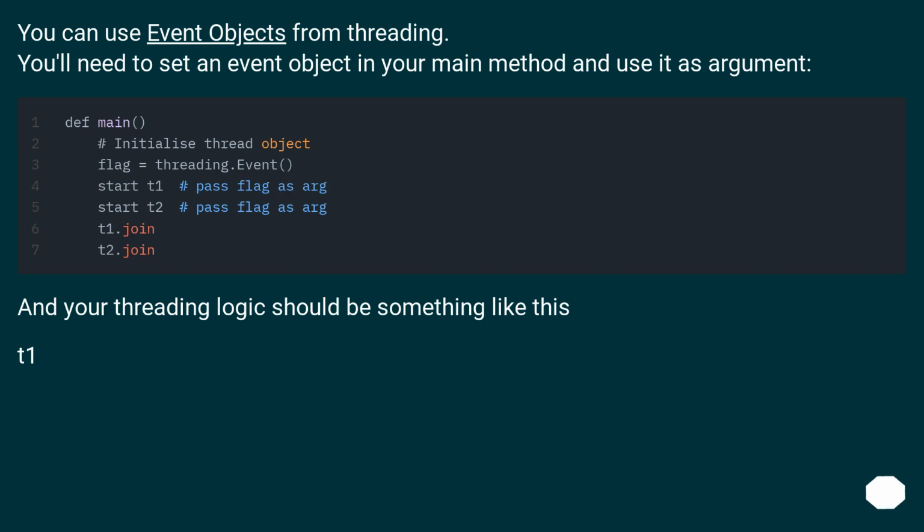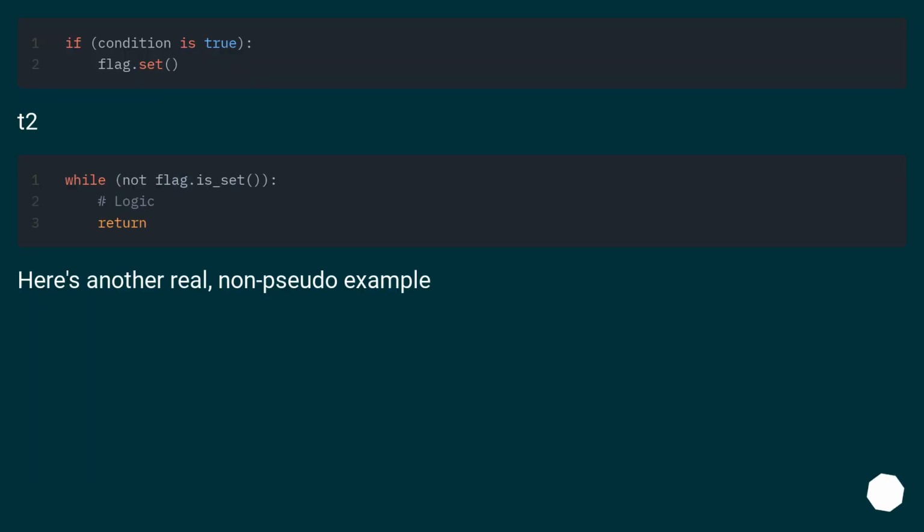You can use event objects from threading. You'll need to set an event object in your main method and use it as an argument. And your threading logic should be something like this. T1. T2.